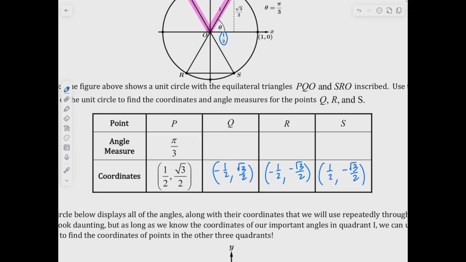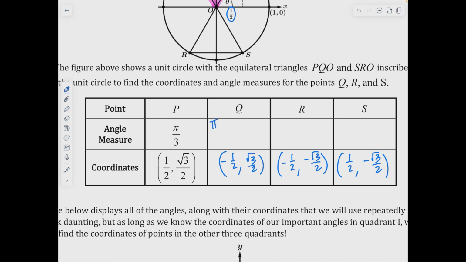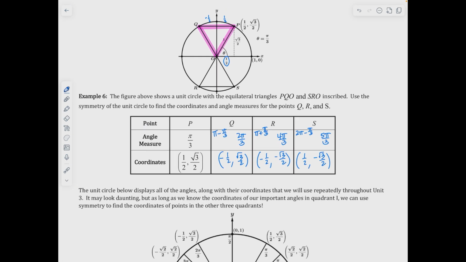Okay, so I have 1 pi over 3. The next one, I have pi minus pi over 3, so that leaves me with 2 pi over 3. I have pi plus pi over 3, so that leaves me with 4 pi over 3. And then the last one is 2 pi minus pi over 3. So that's 6 minus 1, which leaves me with 5 pi over 3. So all of my pi over 3s are together.